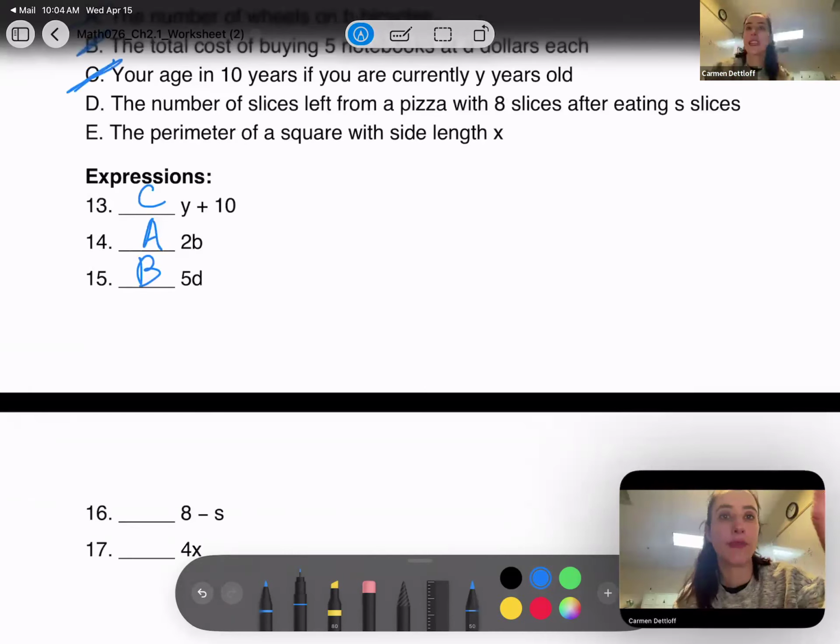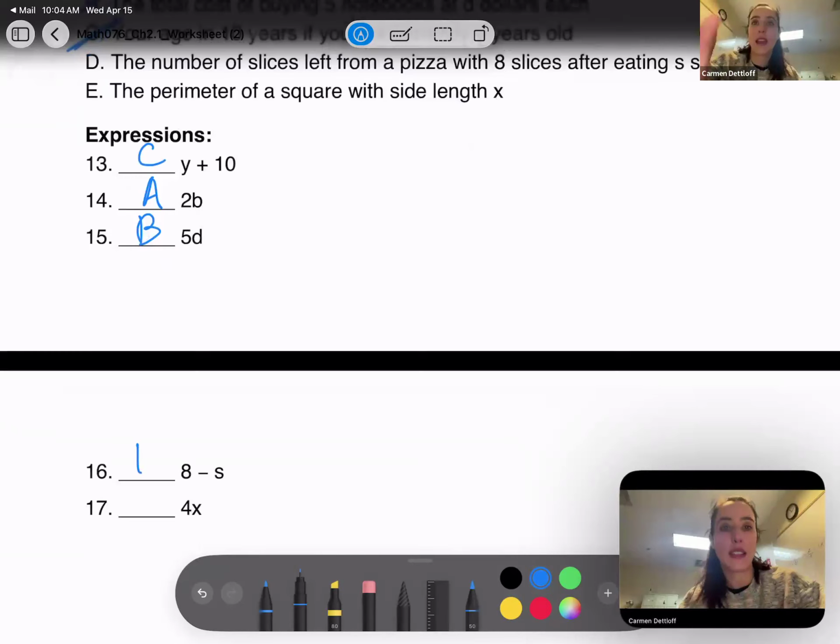D, number of pizza slices left from a pizza with 8 slices after eating S slices. So if I gobble up 5 slices and I had 8, it's going to be 8 minus however many I ate, and I ate 5, so it'd be 3. So I look for something involving S and also 8 minus that. So that is this one.